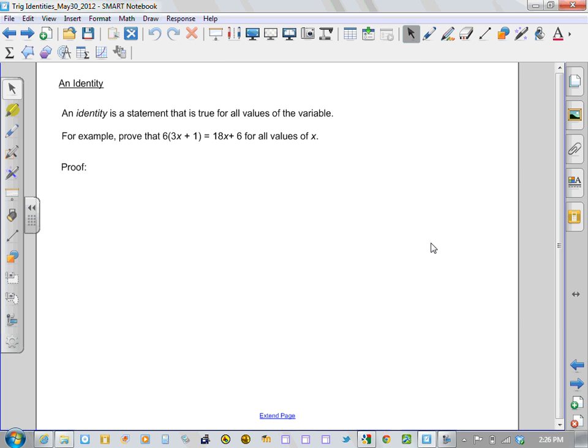For example, we could look at this equation and try to prove that it is true for all values of x. If it is, then we know that that statement, that equation, is an identity. So let's go ahead and show a formal proof of this. What we'll do is we'll take the left-hand side and we're going to split that out and represent it separately from the right-hand side.